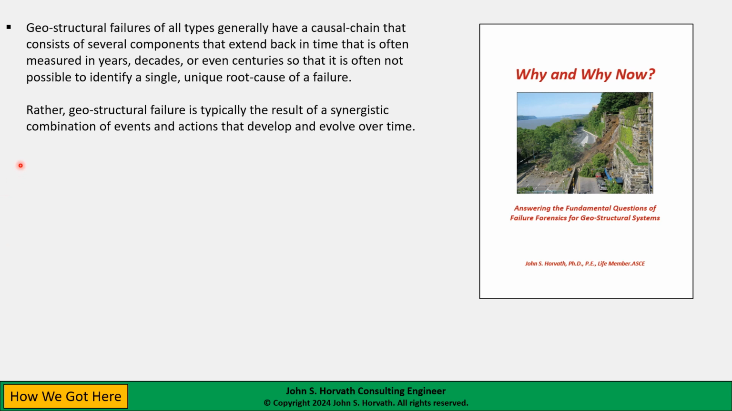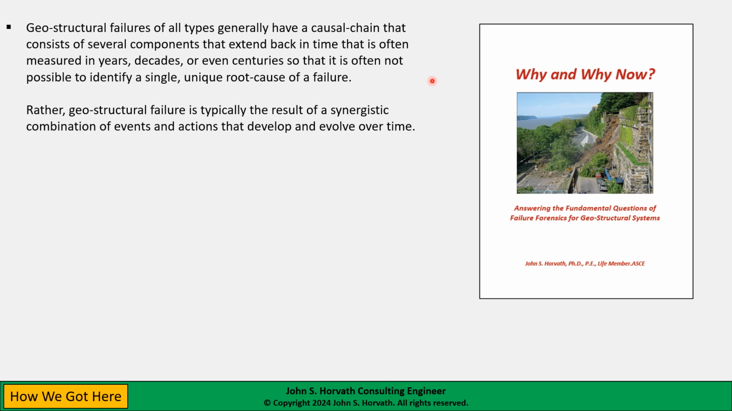Well, very recently I published another monograph dealing with forensic engineering related to the failure of geostructural systems. And one of the things I learned is that geostructural failures typically have a causal chain, as it's called, that has several components to it. And this causal chain very often goes back in time, and that time is measured in years, decades, and certainly in some cases when we're talking about utility lines, even centuries, believe it or not. As a result, we usually can't identify a single unique root cause of a failure.